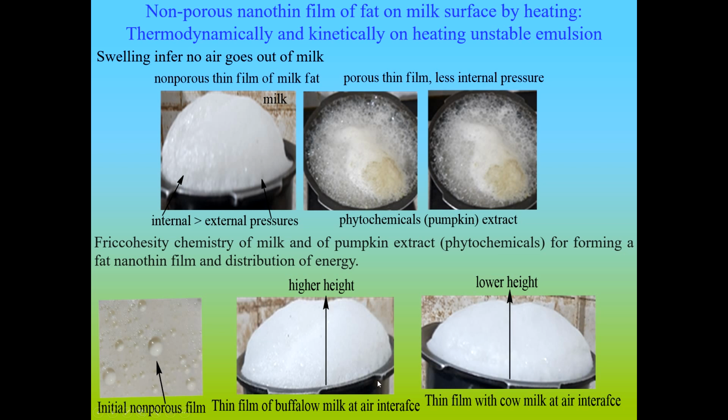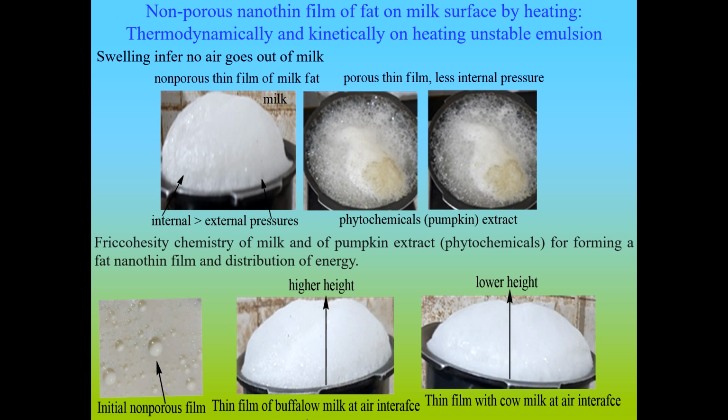Now compare this thing. Simple method, kitchen chemistry. See, this is the buffalo milk and this is the cow milk. Cow milk height is less as compared to the height of the thin film of the buffalo milk. See here. So this proves that buffalo milk has a larger amount of fat compared to the cow, and it is making comparatively a stronger thin film. So that's why more and more water is coming from inside, because in milk there is water. So it is able to bear and goes up.